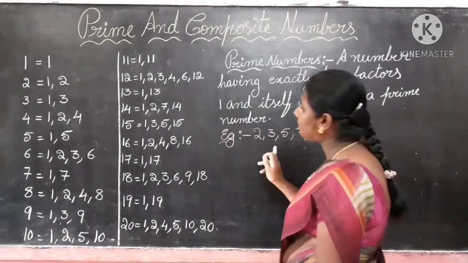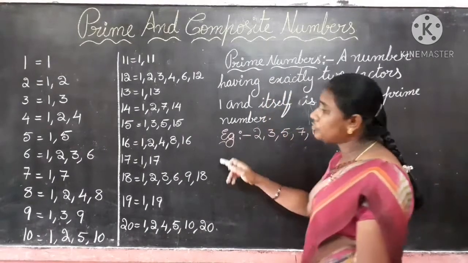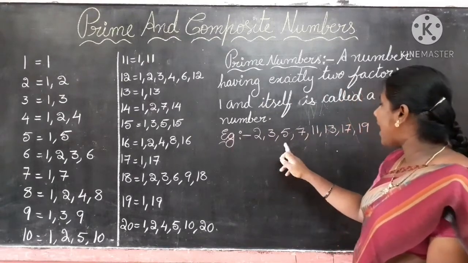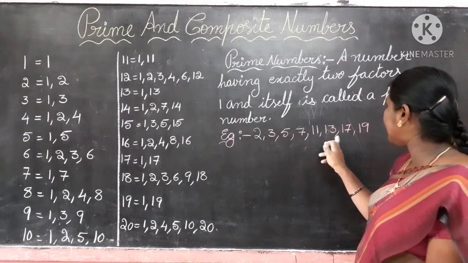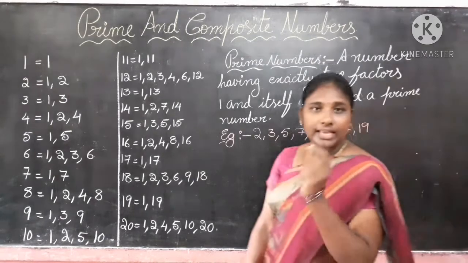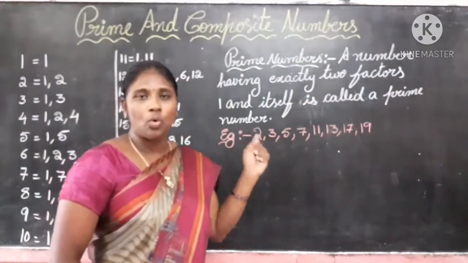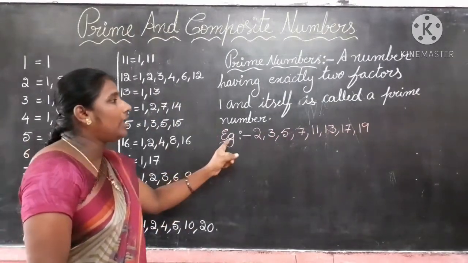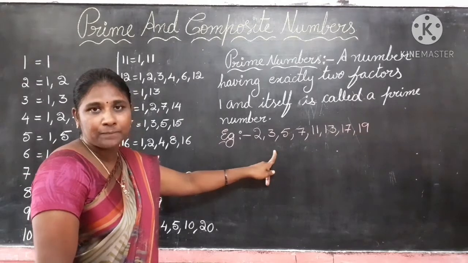What are the prime numbers from 1 to 20? They are 2, 3, 5, 7, 11, 13, 17, 19. Is there an end to these numbers? No. I wrote only the numbers from 1 to 20, so I found only the prime numbers from 1 to 20.